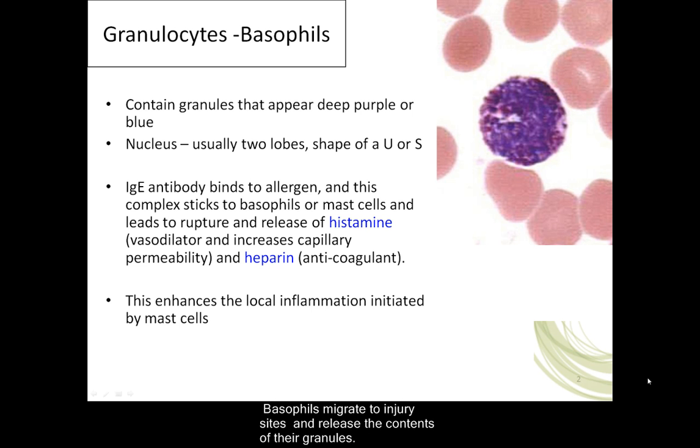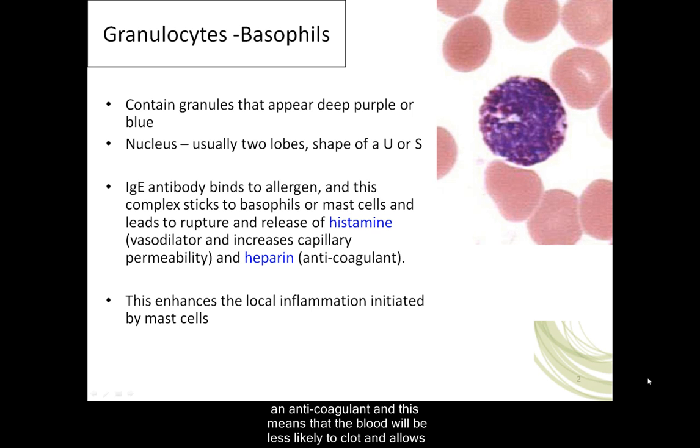Basophils migrate to injury sites and release the contents of their granules. The granules contain histamine and heparin among other components. Histamine is a vasodilator and increases capillary permeability. Collectively, this means the capillary will have more blood flow through it, and the capillary itself will be more, quote, "leaky" to allow more white blood cells to reach the tissue infection.